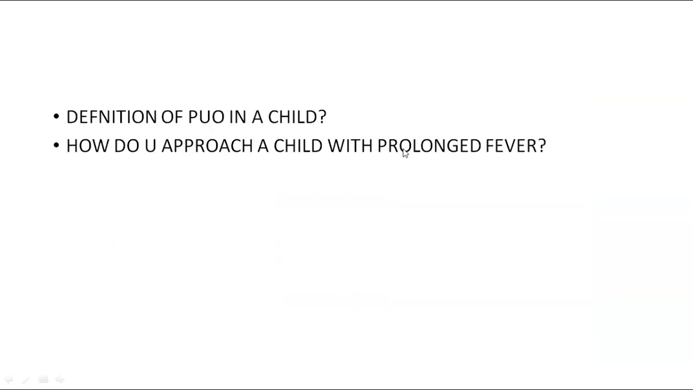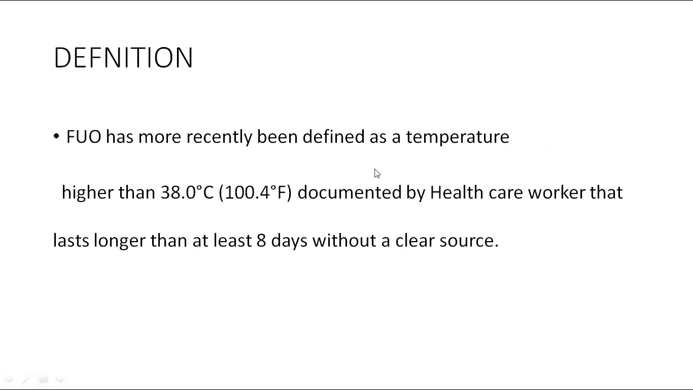So what is the definition of PUO in a child? Fever of unknown origin, continuous fever for more than 7 days. Yes. What is the definition of classic PUO? Classical PUO definition is fever for more than 3 weeks, with temperature spikes more than 38 degrees centigrade or 100.4 degrees Fahrenheit, documented in a medical setting, and even after 2 hospital visits or more than 1 week of hospitalization. That is the classical PUO definition.